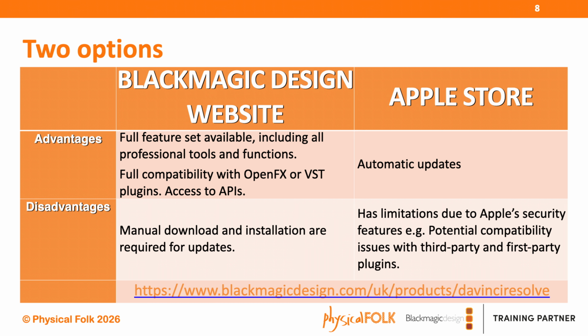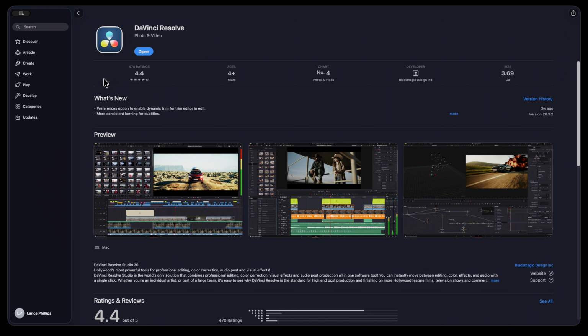into Resolve. Whereas if you go for the full version of DaVinci Resolve from Blackmagic Design's website, then you can install any plugins that you want, but you just have to check the source of where you get those from. And then the other one's about APIs, but that's more a coding thing, and that's more advanced. So I'll just go to my app store just to show you the difference.